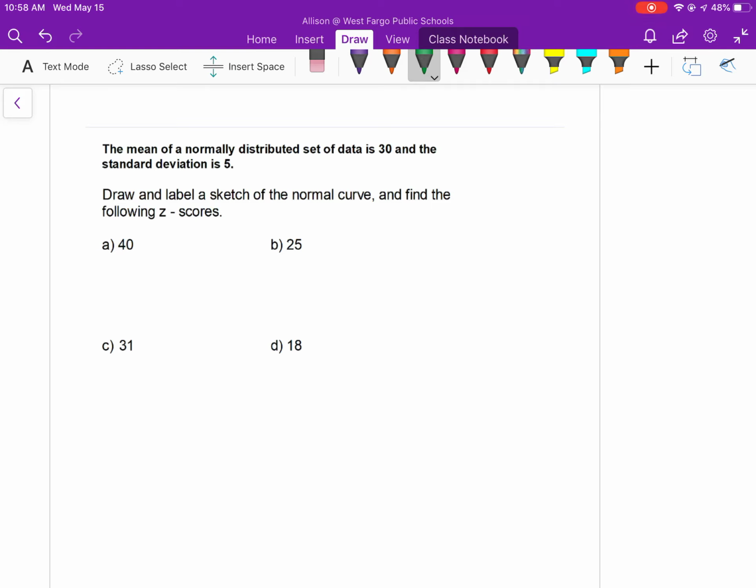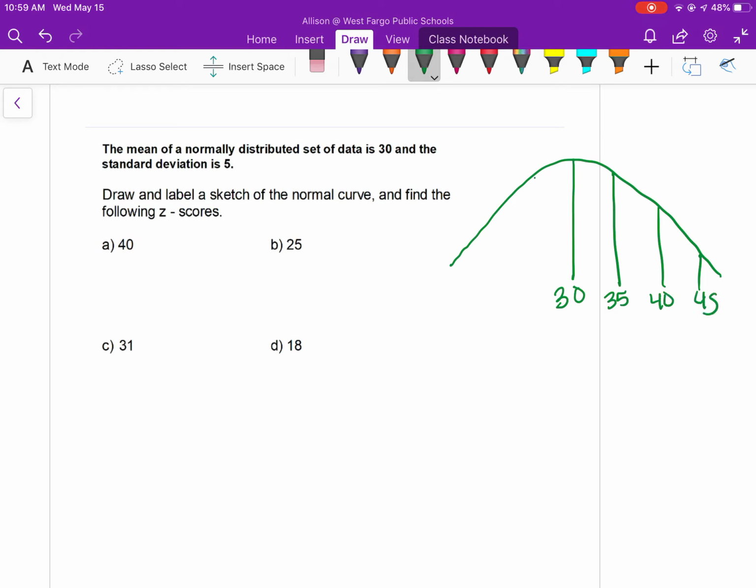So a set of data is normally distributed. The average is 30 and the standard deviation is 5. So draw and label a sketch of the normal curve. We're going to do that first. So the mean is 30 and the standard deviation is 5. So 1, 2, 3 to the right: 35, 40, 45. And then 3 to the left: 25, 20, 15.